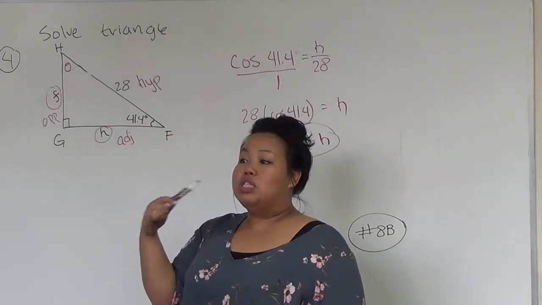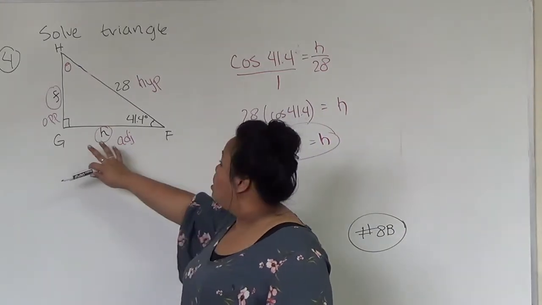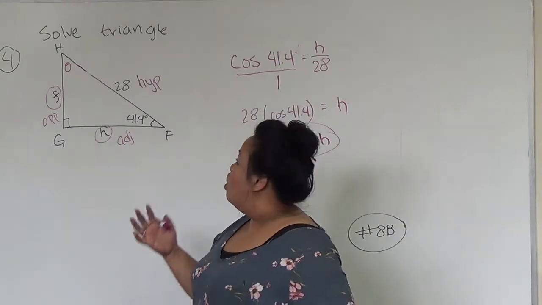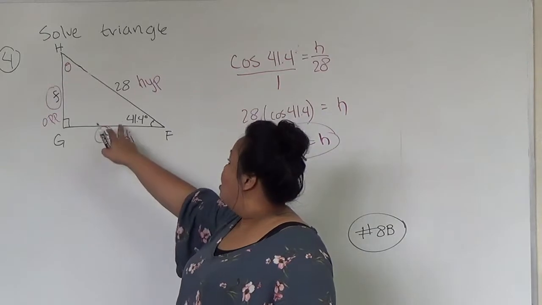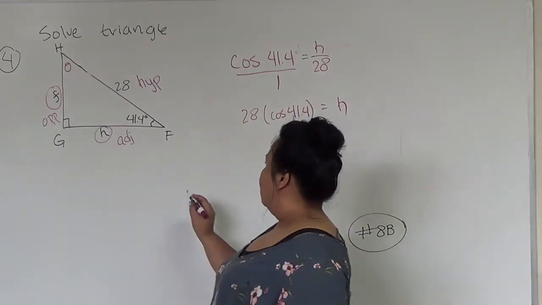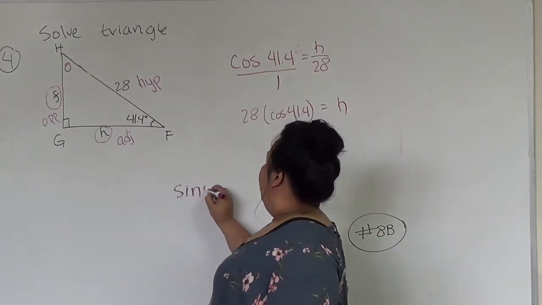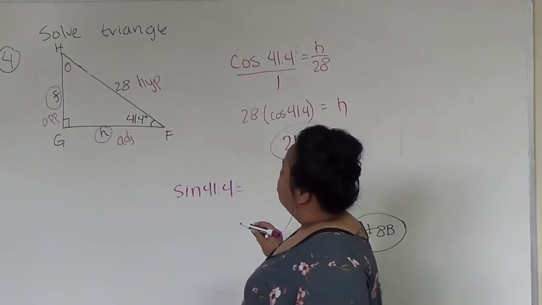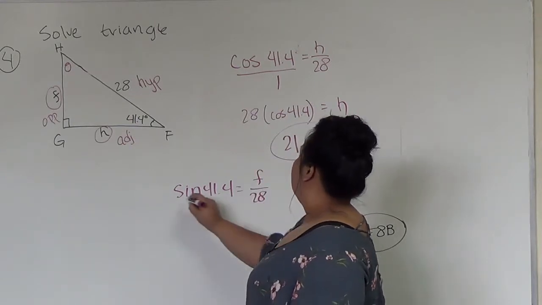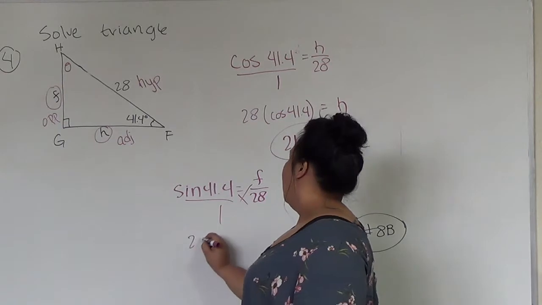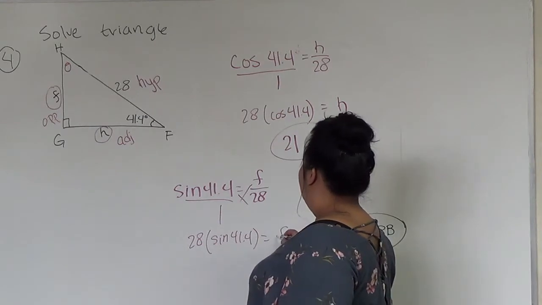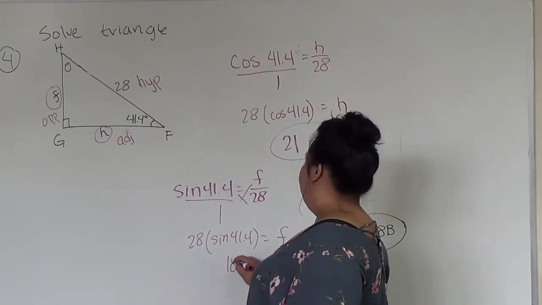So if I were you, unless you absolutely need these, I would continue using the angles and the sides that you're 100% sure of. Because of that, instead of adjacent and hypotenuse, I'll still focus on opposite and hypotenuse. What would that give me? Sine. So sine of 41.4 equals F over 28. So I cross multiply and solve, so 28 times sine of 41.4 equals 18.5. F is 18.5.